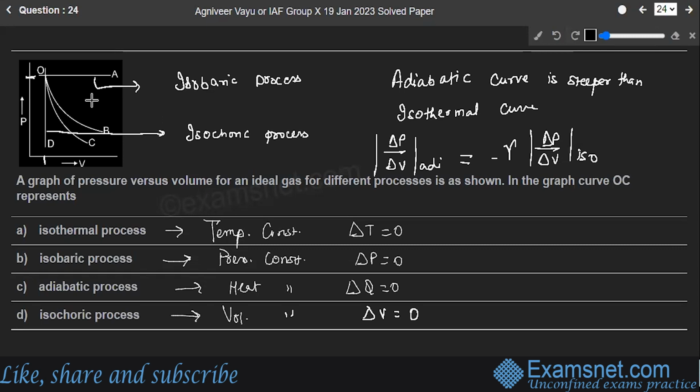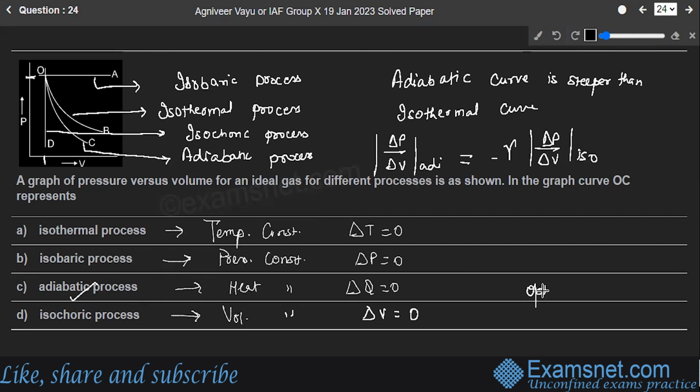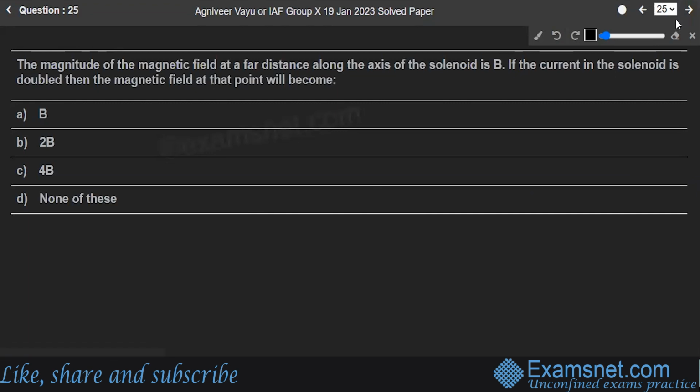That is why, obviously, this curve OB will represent isothermal process. And OC will represent your adiabatic process. Okay, that makes option C to be the answer. Hope you understood this. Next is the last question for the physics.